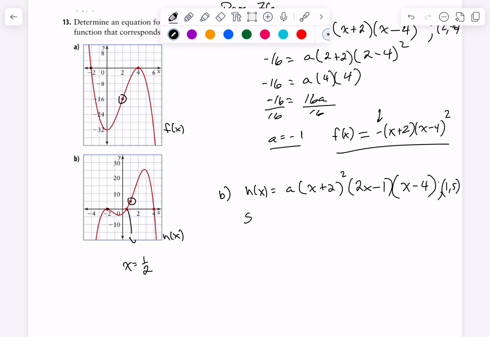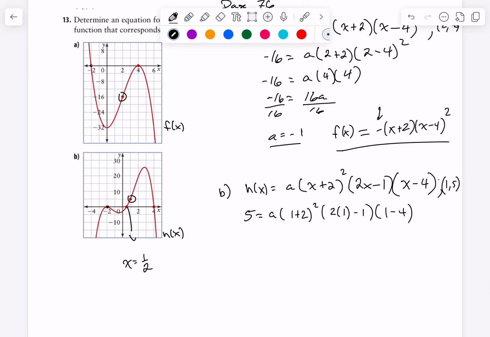And so 5 is going to equal the a value multiplied by (1 plus 2) squared times (2 times 1 minus 1) multiplied by (1 minus 4). Okay, you're just going to do the math and all the algebra on this and solve for the a. So 5 is going to equal a times 9 times 1 times -3. Okay, and so we're going to have 5 equals a times -27. And so the a value in this problem is going to be 5 over -27.